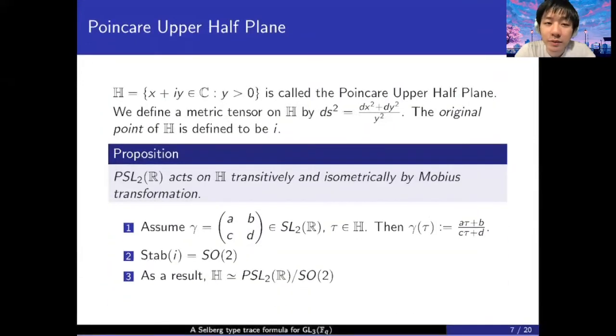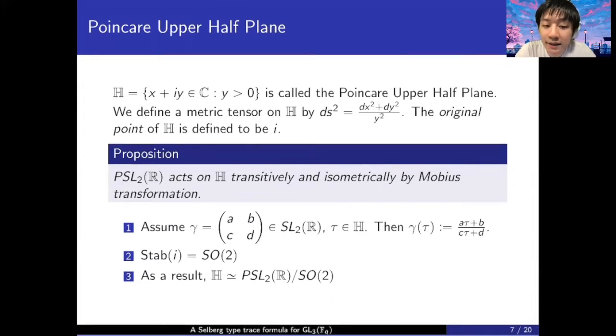Let's also recall from the midterm presentation that the Poincare upper half plane is a very important geometric object that we are interested in. The Poincare upper half plane H consists of all the complex numbers whose imaginary part is greater than 0. The metric tensor on H is defined by ds squared equals dx squared plus dy squared divided by y squared. We have the origin point of H defined to be i, and PSL2(R) acts on H transitively and isometrically by Mobius transformation, or fractional linear transformation, which is, if gamma is (a b; c d) and tau is in H, then gamma of tau is defined to be (a tau plus b) over (c tau plus d). This is indeed a group action.